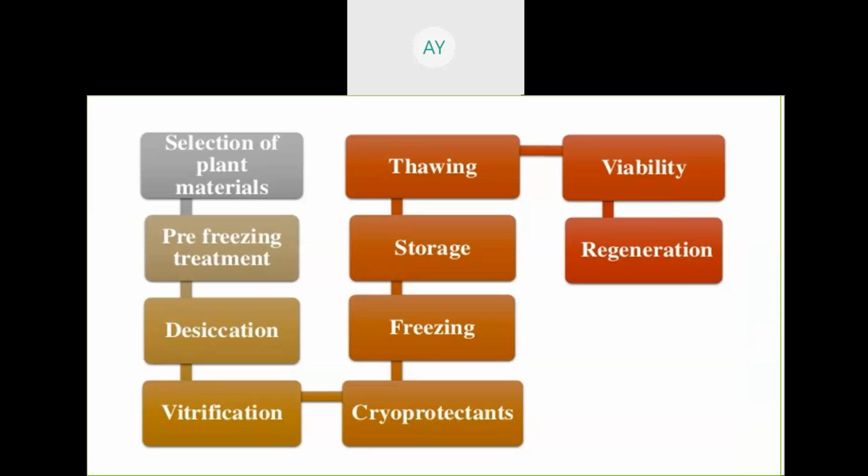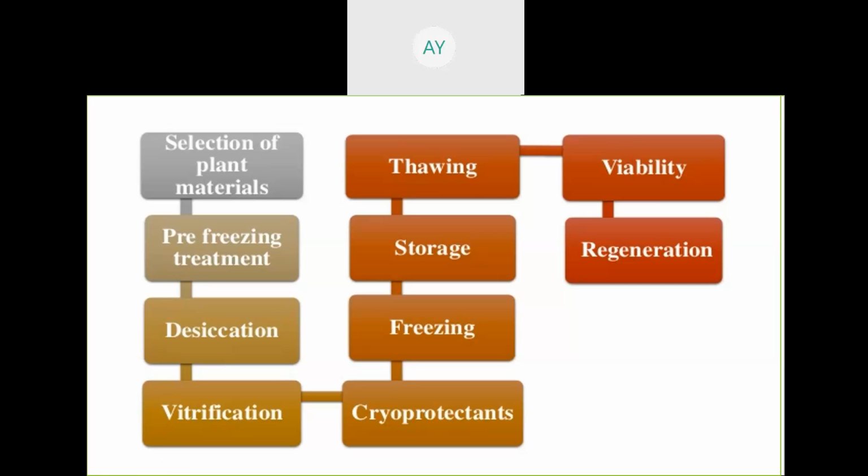Selection of plant material. The selected plant material can be an explant, a pollen grain, a leaf portion as explant, or a stem portion as explant. Then we give a pre-freezing treatment. Before preserving, some treatment is given, and after that the water inside is removed with the help of the process of desiccation.